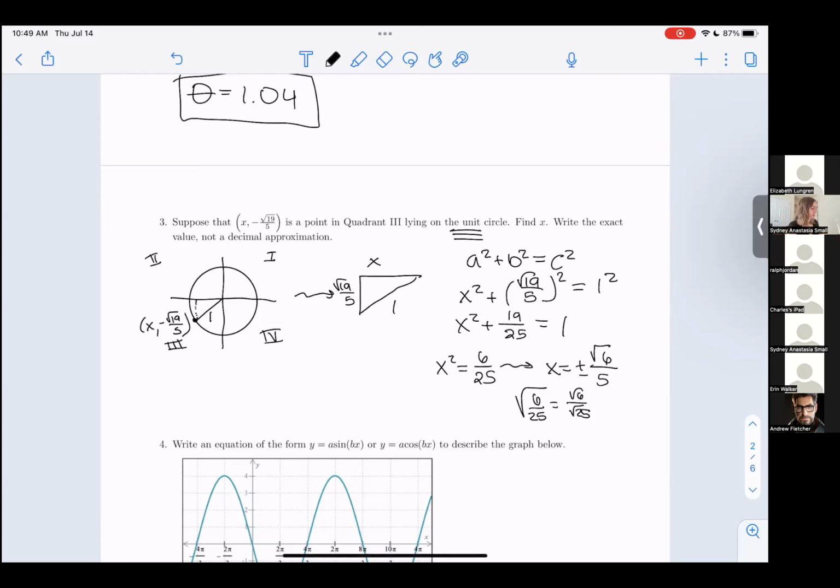Okay, so we now know that our x value is either positive or negative square root of 6 over 5, but which is it? That information comes from knowing that our point is in quadrant 3, and all points in quadrant 3 have a negative x value because they're on this side of the x-axis. So we get that x is equal to negative square root of 6 over 5, and that is our final answer.